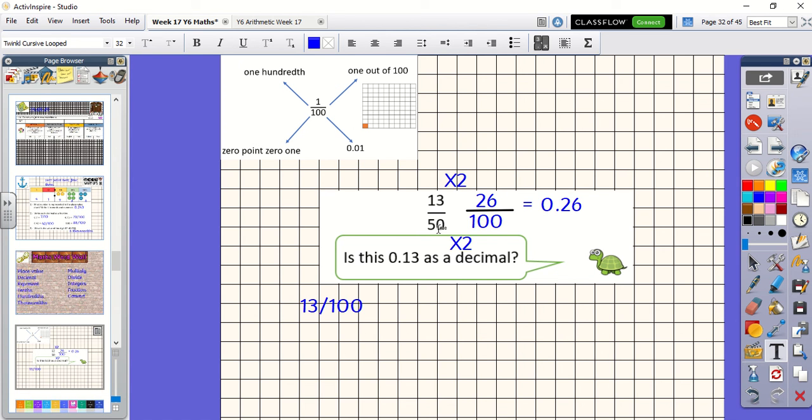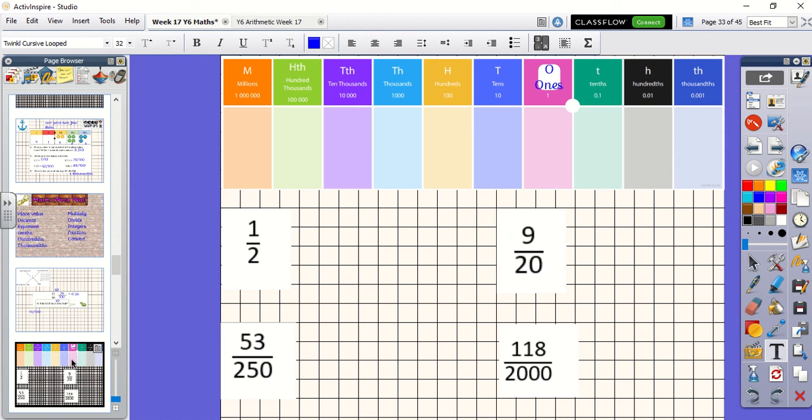Okay, so remember, if your denominator is not 100, you need to make it 100 so you can work out the decimal. Okay, 2 numbers after the decimal point is going to be out of 100. Okay, so let's move on.